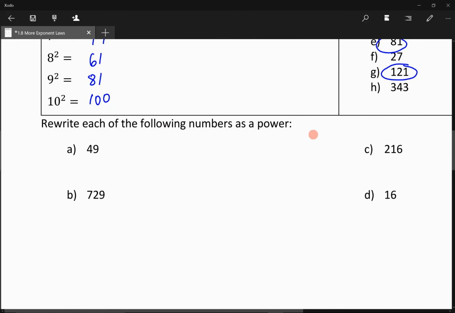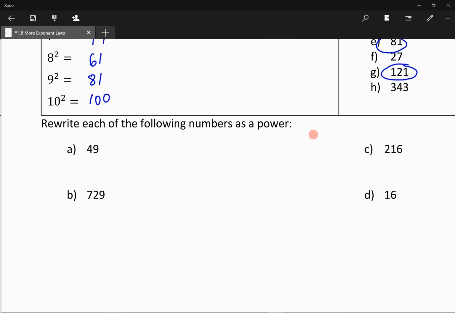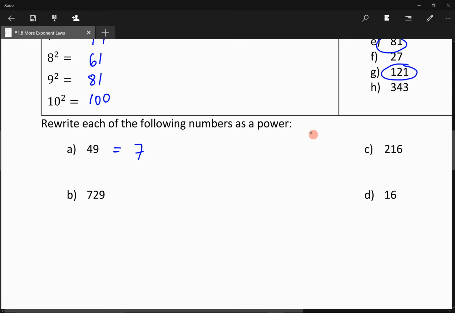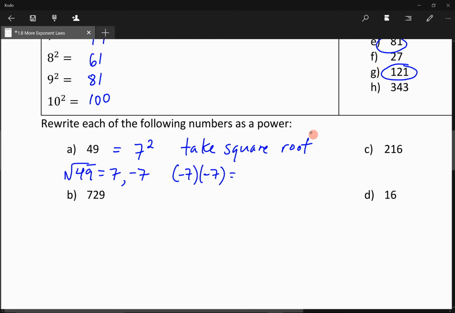Rewrite each of the following numbers as a power. So 49 can be written as 7 squared. Just take the square root. The square root of 49 is equal to 7. Coincidentally, it's also equal to negative 7, because negative 7 times negative 7 also equals positive 49. When you get to grade 10, you have to know how to get two answers from a square root like this. But for now, 7 squared is fine as my one answer. If we do need to do this later, I'll let you know.